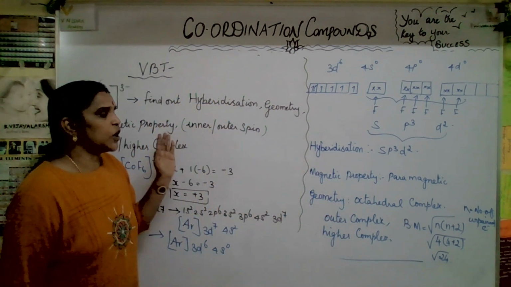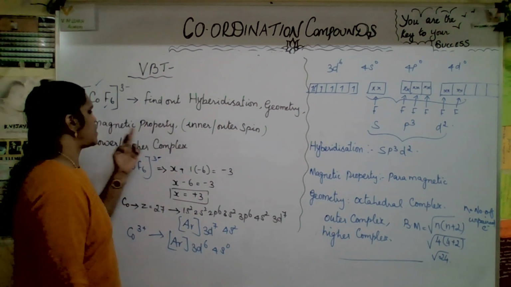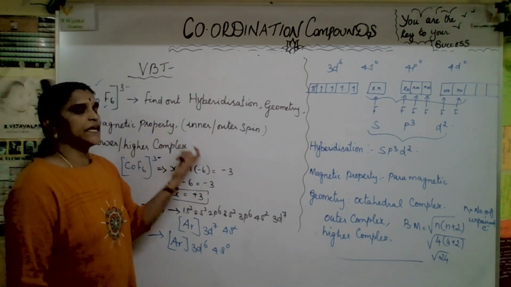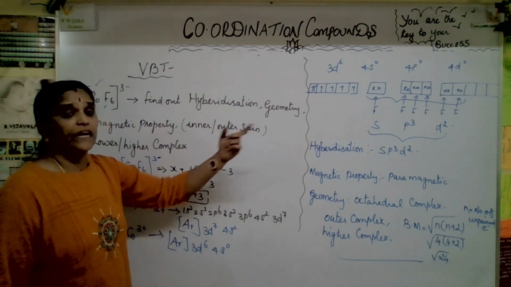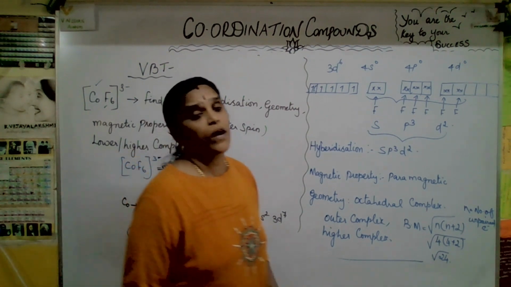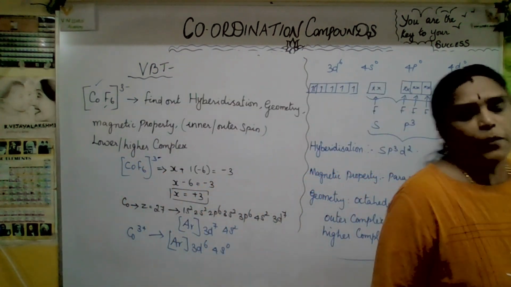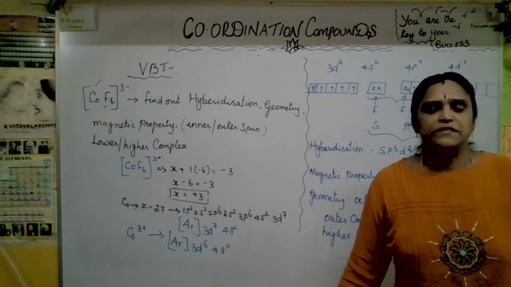Okay, hope you're clear with this idea, how to find out the hybridization, geometry, magnetic property, inner and outer spin. Such kind of thing, I hope you got a clear idea. Through the trick, you can identify all this. This is a 3 mark or 4 mark question they will ask. Hope you're clear. Okay, let us go and identify some more coordination complex compounds.